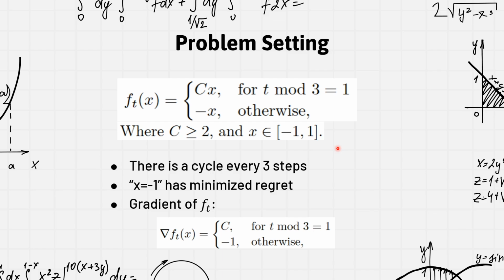Here we try to think about the problem. Since c is greater than or equal to 2, and there is a cycle every 3 steps, the impact of time t with t mod 3 equals 1 is greater than the other 2 steps. This means that c is greater than minus 2, the coefficient of x in the other 2 steps. Therefore, we know that regret is a summation of f_t of x over t. So when x is equal to minus 1, the regret is minimized. And here is the gradient of function f_t.